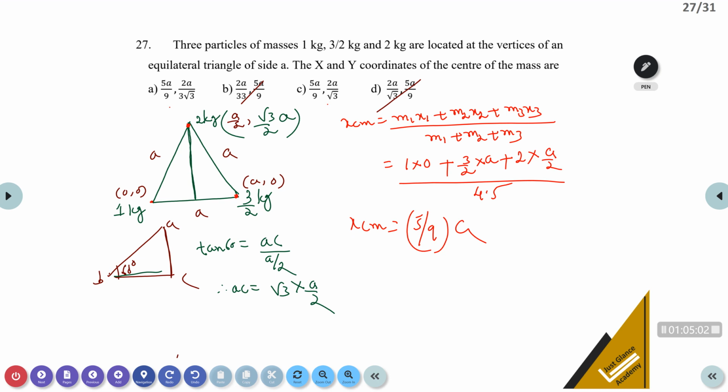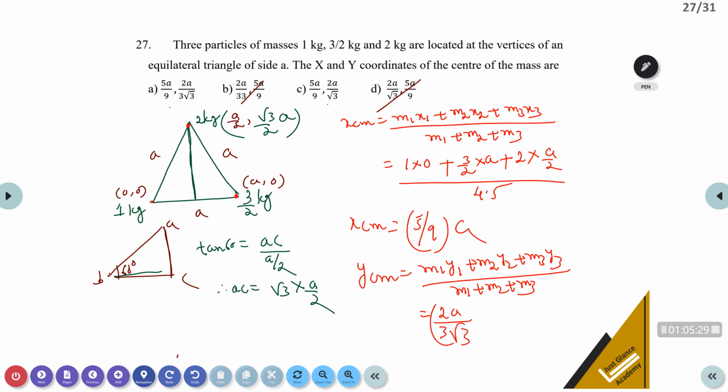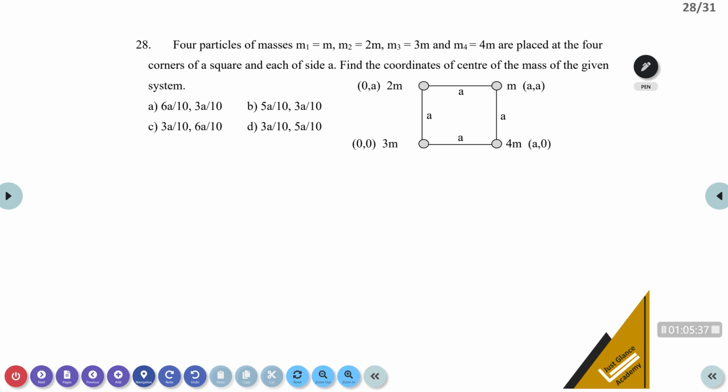Okay. Similarly, y cm you have to calculate using the formula m1 y1 plus m2 y2 plus m3 y3 divided by m1 plus m2 plus m3. By simplification, I will not go into detail, this becomes 2A by 3 root 3, that is 2A divided by 3 root 3. These are the coordinates. 2A by 3 root 3 means this is the right choice. Yes, next. 28.